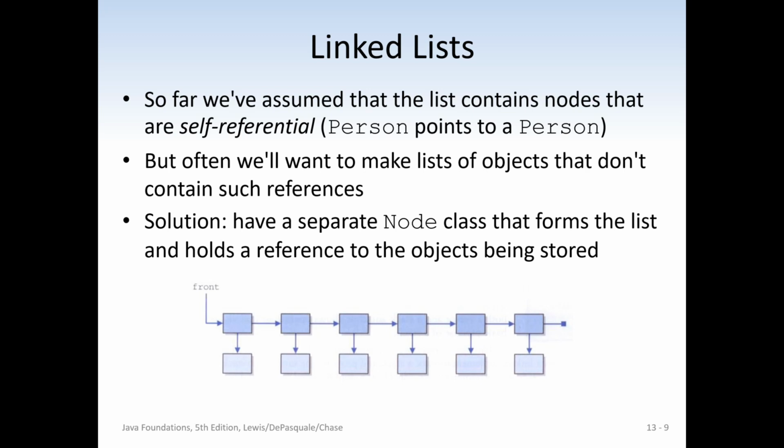But a lot of times we're going to want to make lists of objects that don't have these references, because really the list and the thing that we're storing in the list are not necessarily related, right? We have a bunch of objects of a certain type, and we want to store them in a container or a collection, whatever you want to call it. Those things don't really have to be involved with the list themselves. We can separate out the object and the list that we store the object in. So we can have a node class that forms the list and holds a reference to the objects being stored.